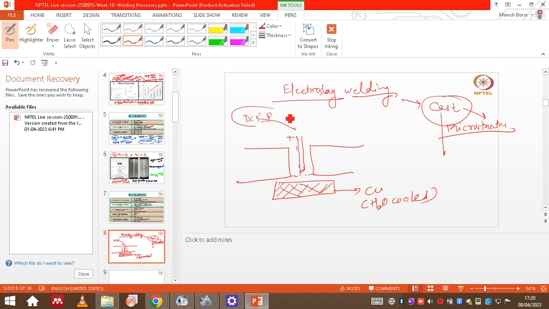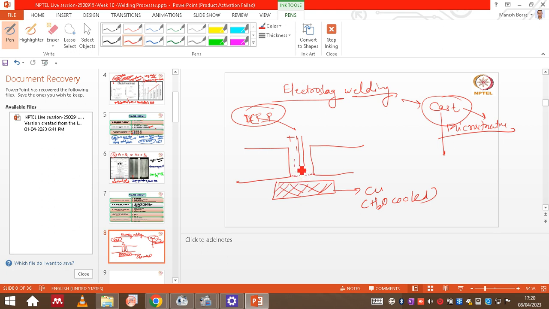So just quickly recap, DCRP is again the polarity, a reverse polarity, which means electrons will travel towards the electrode and more heat will be generated on the electrode, as it is a consumable electrode. So again DCRP is the polarity we have to use, and we have to strike the arc between the electrode and the workpiece, right?